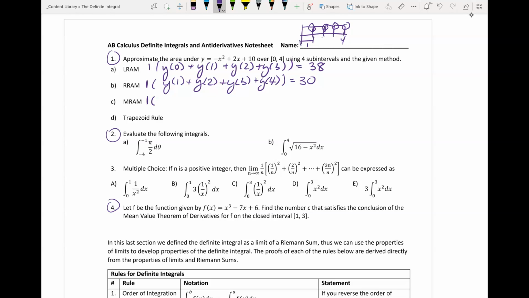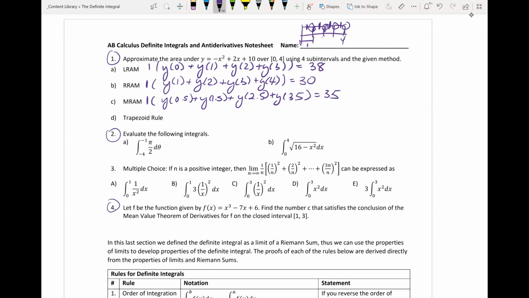Now for our midpoint, we are looking at the middle of each of those sections. Between 0 and 1, our midpoint is 0.5. Between 1 and 2, the midpoint is 1.5. So we're going to calculate y of 0.5, y of 1.5, y of 2.5, and y of 3.5. This will be 35.